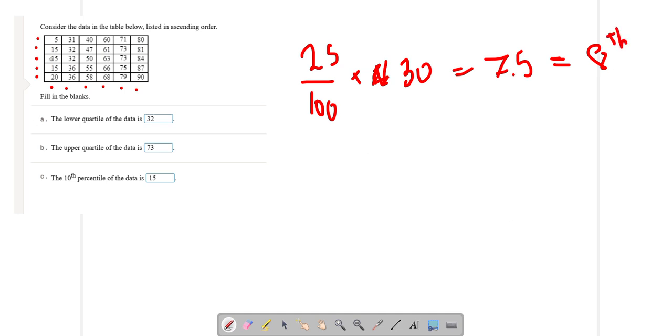We count in ascending order. We always count in ascending order to not get the wrong answer. So 1, 2, 3, 4, 5, 6, 7, 8. This is our answer, 32. Correct.